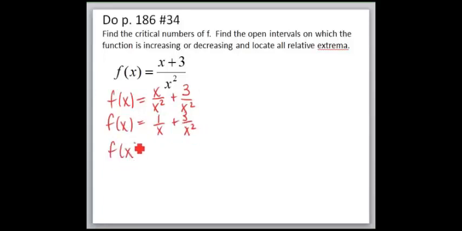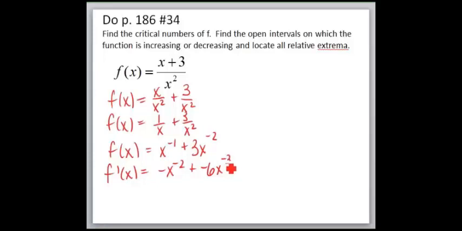So then I can rewrite this as x to the negative first plus 3x to the negative second. Taking the derivative gives me negative x to the negative second plus negative 6x to the negative third. Now it's going to be hard to set that equal to 0 unless I rewrite it. We have 6 over x cubed. Again, this is hard to set equal to 0 until I make a common denominator.